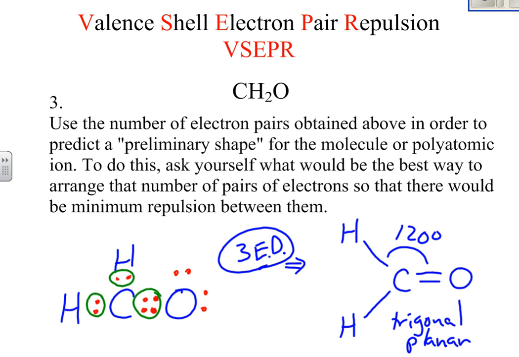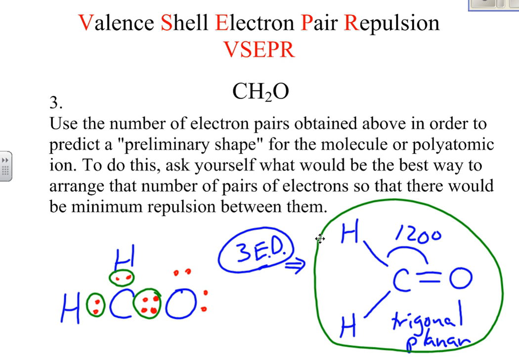Of course, by accident, I got ahead of myself here. I actually did step number 3. So use the number of electron pairs obtained in step number 2 to predict a preliminary shape for the molecule or polyatomic ion. In doing this, we ask ourselves, what shape would 3 electron domains have? And then, of course, we end up with our trigonal planar shape here. Now, we say preliminary because if there happen to be any lone pairs around the central atom, which we'll get to in the next example, we would need to eliminate those and come up with a final structure.